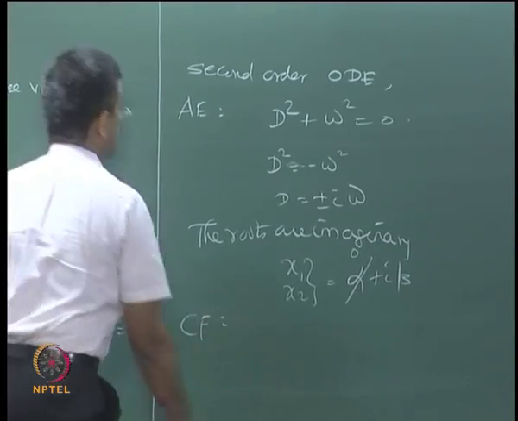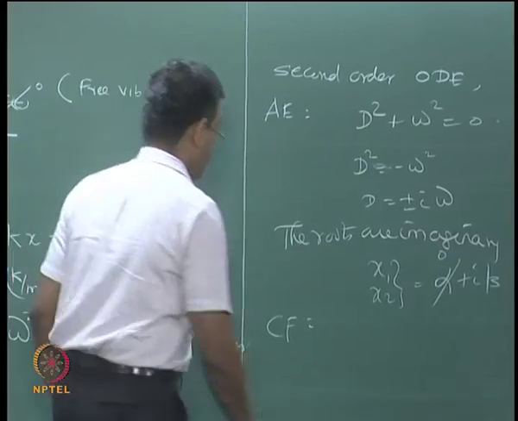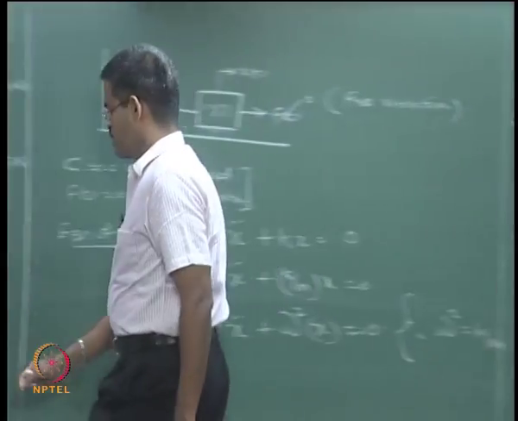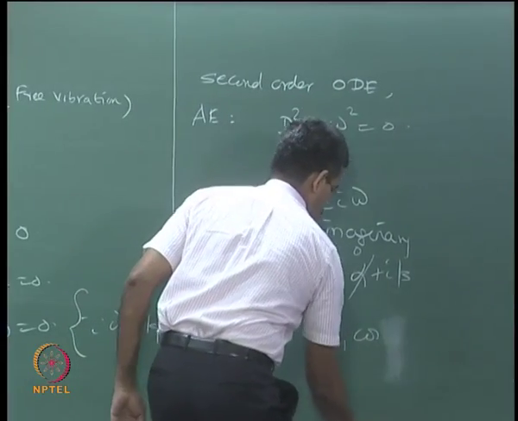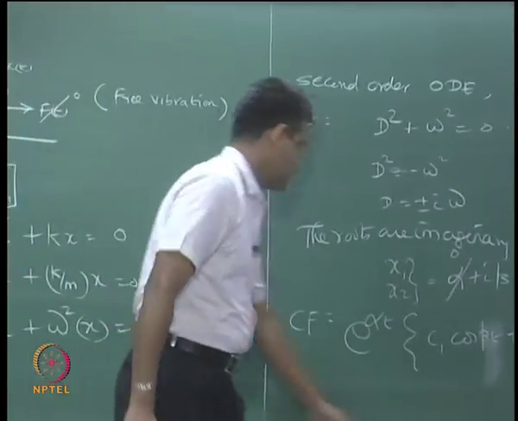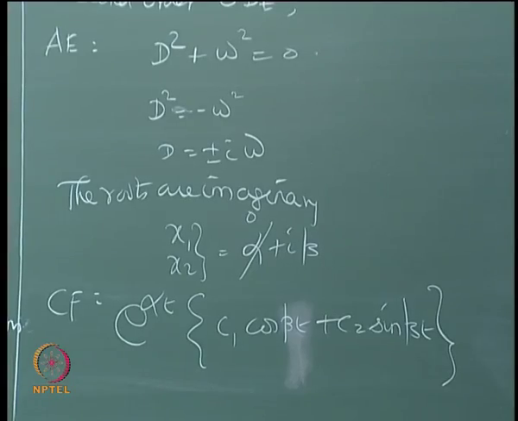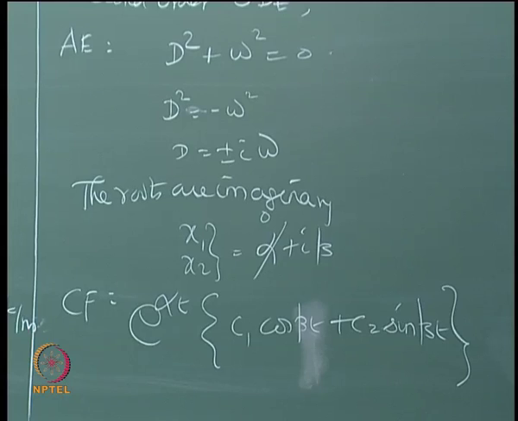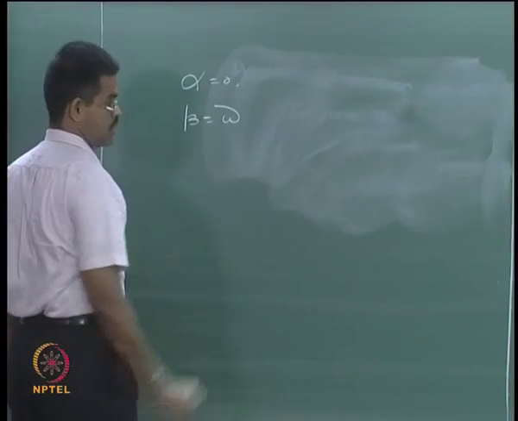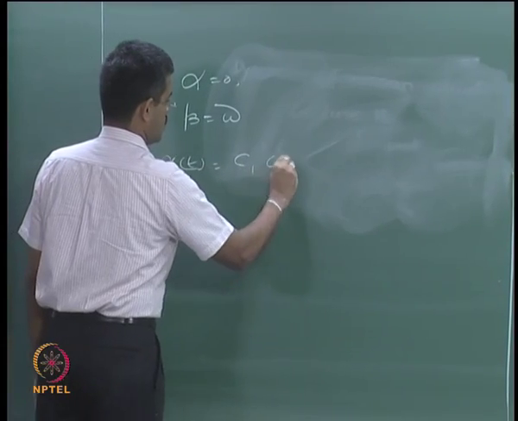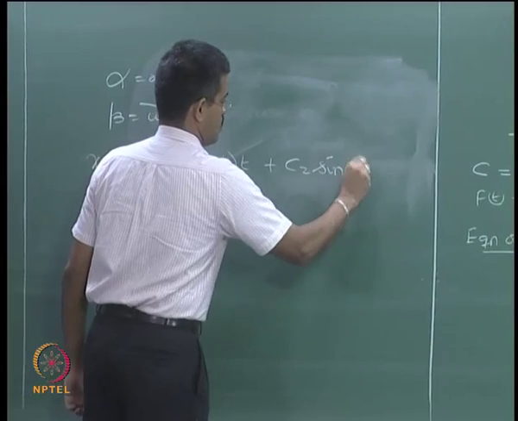So the complementary function for a second order differential equation is simply given by e power alpha t of C1 cos beta t plus C2 sin beta t. We already know alpha is 0 and beta is omega from my comparison. So I must say x of t is C1 cos omega t plus C2 sin omega t.